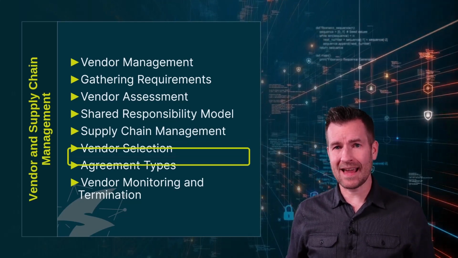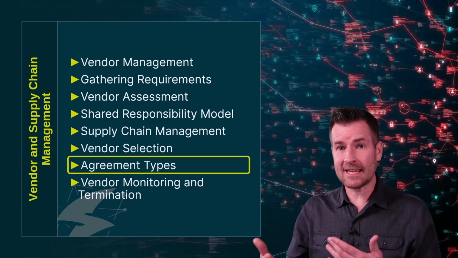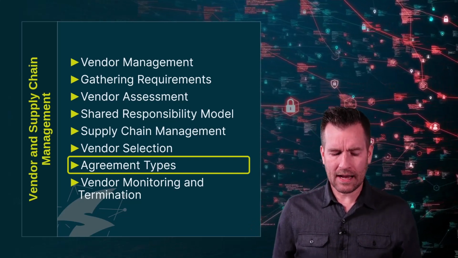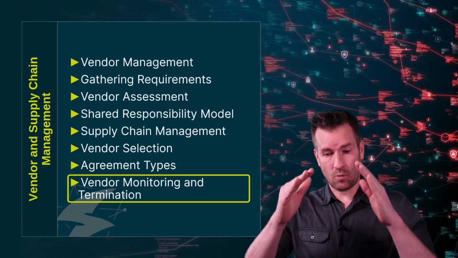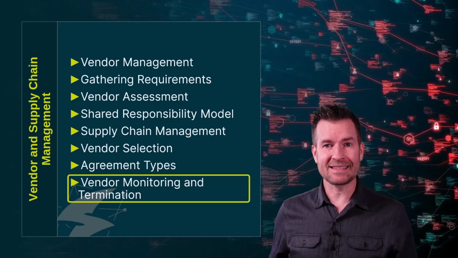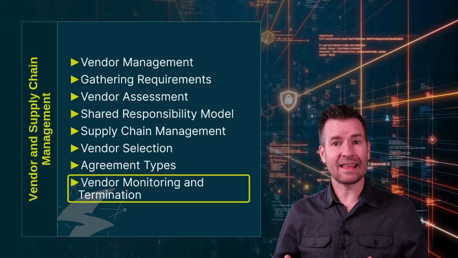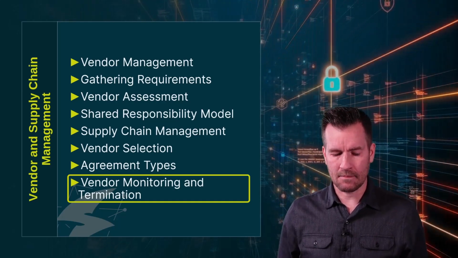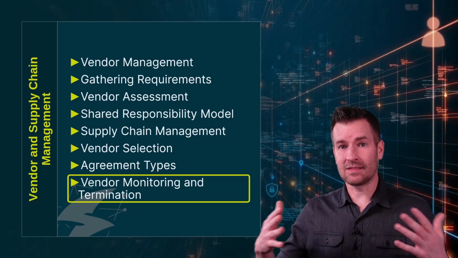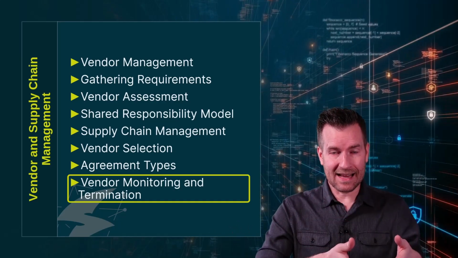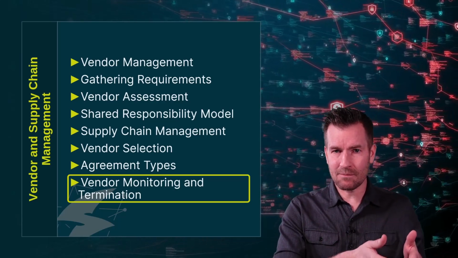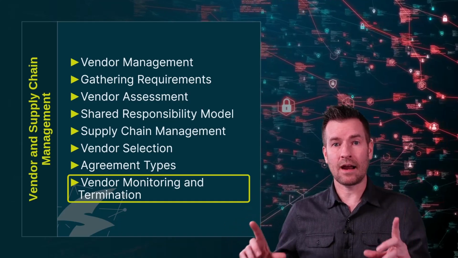And then we'll talk about agreement types, because once we select a vendor, we're going to have to set up some contracts and what is going to be the agreements between the two entities. Then we'll get into vendor monitoring, what it is that we have to monitor on an ongoing basis to make sure that the vendor is still meeting our needs and that they're doing everything that they agreed upon doing for our company. And then we'll also talk about vendor termination, because just like everything else, this is a life cycle. A vendor has a beginning, a middle, and an end. So we want to manage everything from the beginning all the way to the end, making sure that they are remaining secure.